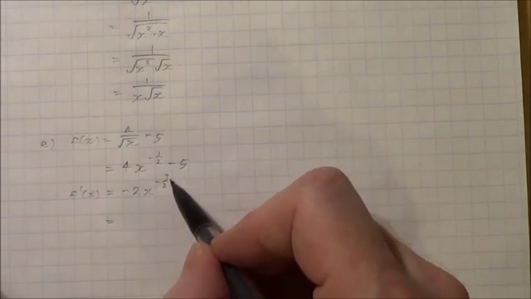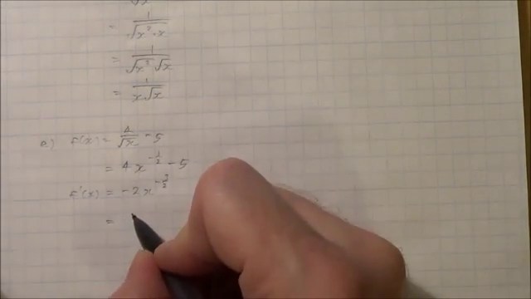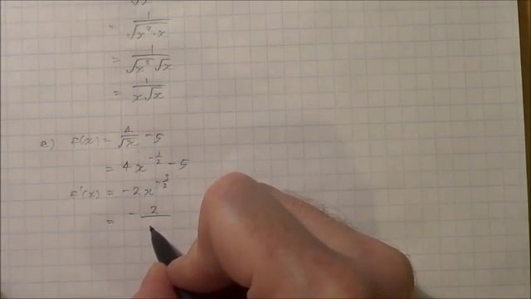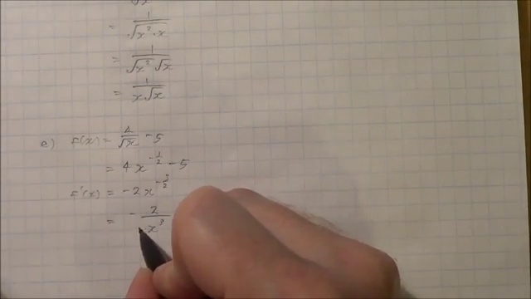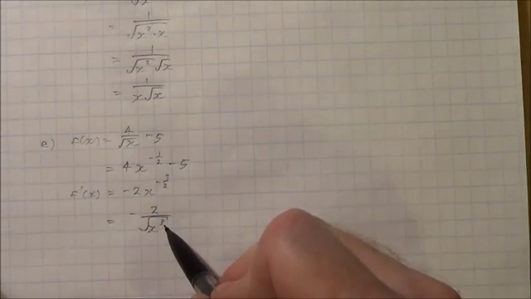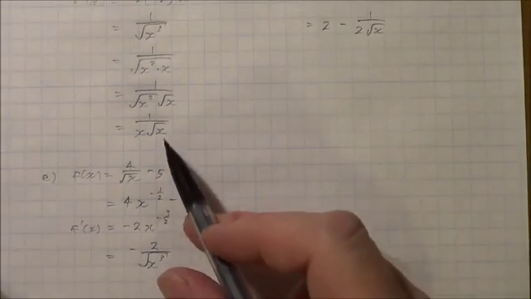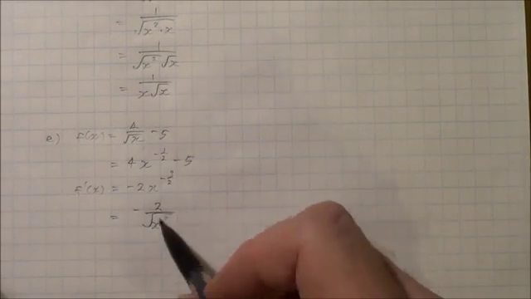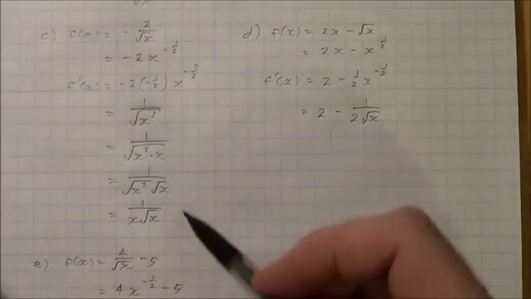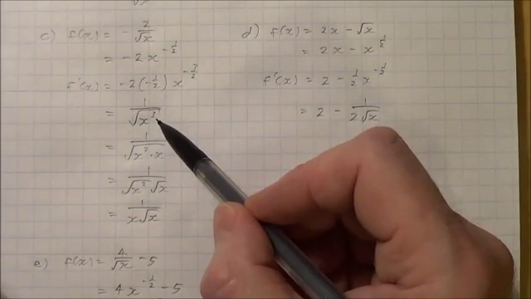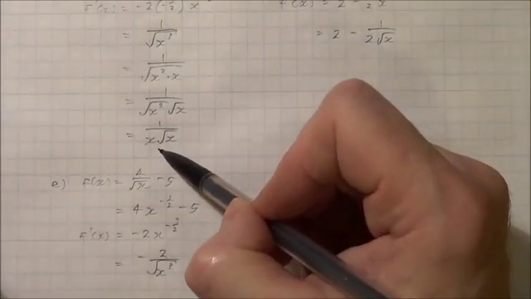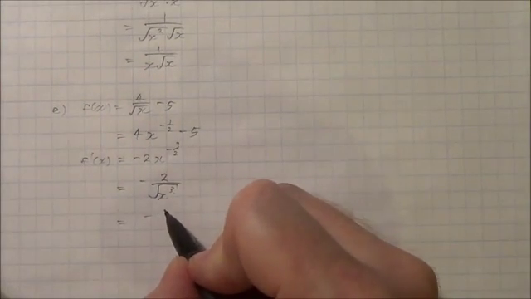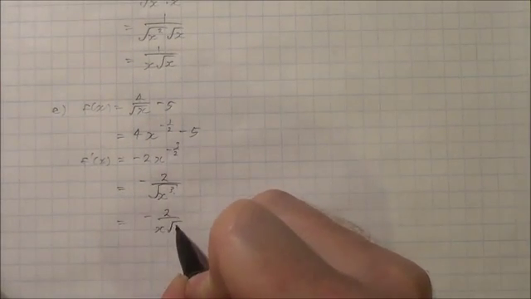And then this drops down into the denominator, so I get negative 2 over the square root of x cubed. In the same way we simplified part C, we're going to simplify part E here. So I've already seen that the square root of x cubed ends up giving me x root x. So I got an x cubed here, so I'll just rewrite that as x root x as well.